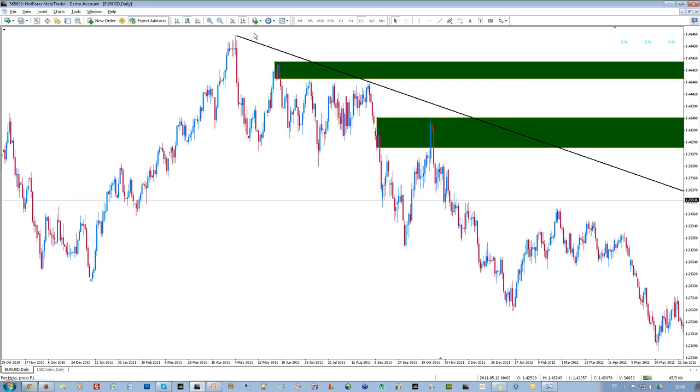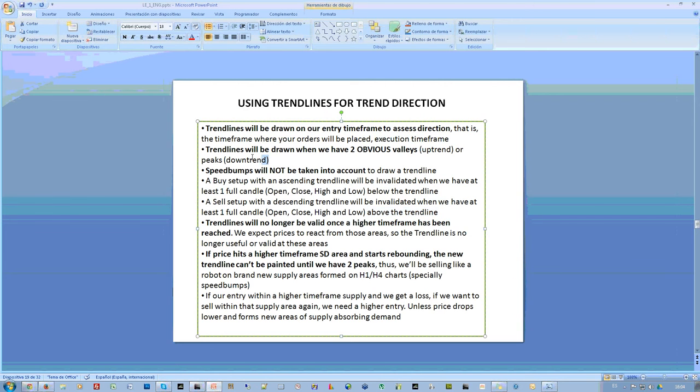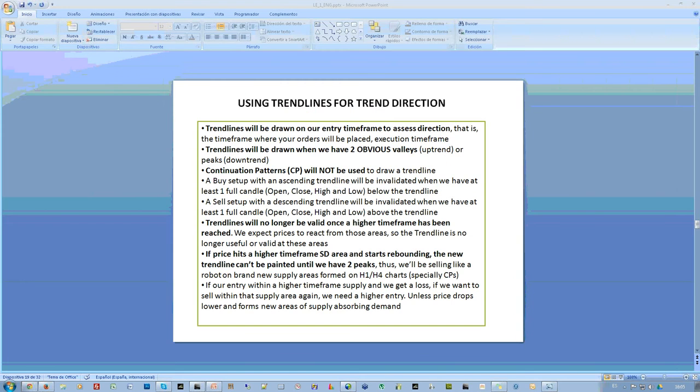We have to connect two obvious peaks in order to assess a downtrend. Two obvious peaks. Do not draw trend lines on the first peaks that you see that are not good. You will see peaks and valleys everywhere. You need to look for obvious ones, and this is one of the other rules. Trend lines will be drawn when we have two obvious valleys for an uptrend, or peaks for a downtrend.